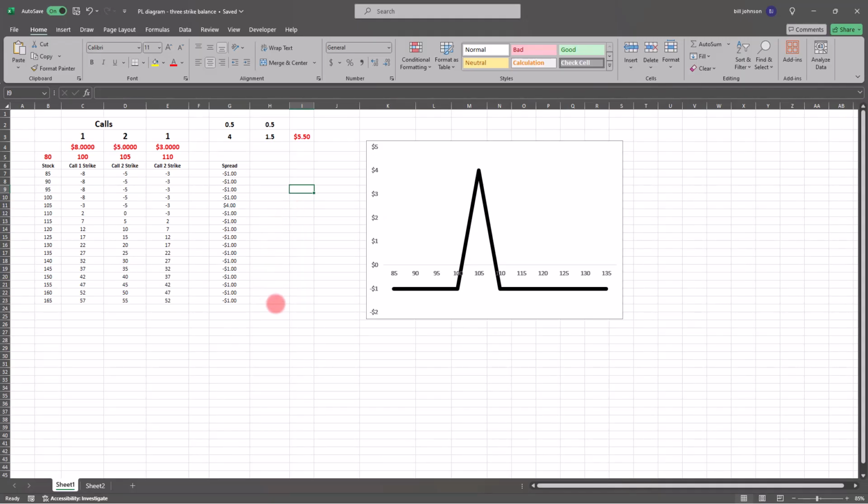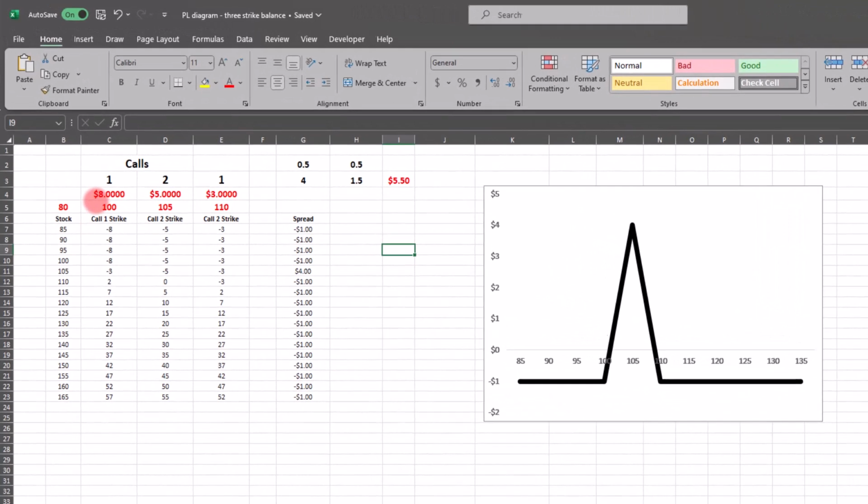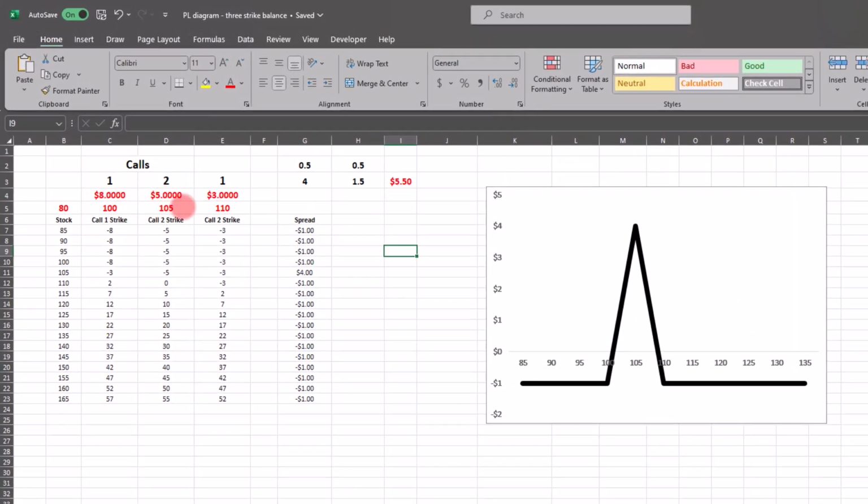Okay, so here is our Excel spreadsheet, and I've got 3 different call strikes here. I've got the 100, 105, and 110. These are various stock prices at expiration. These are the values of each position, assuming these prices right here. Here's the number of contracts at each strike. So now I've got it in a 1 to 2 to 1 ratio, a standard butterfly.